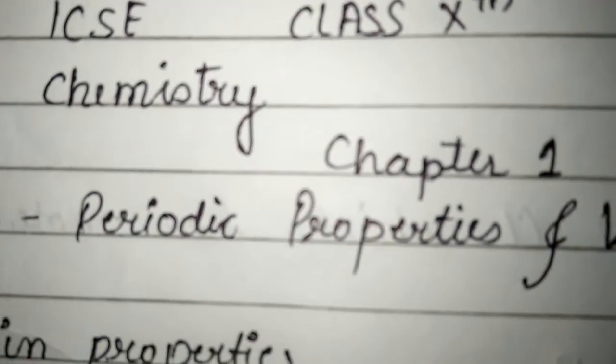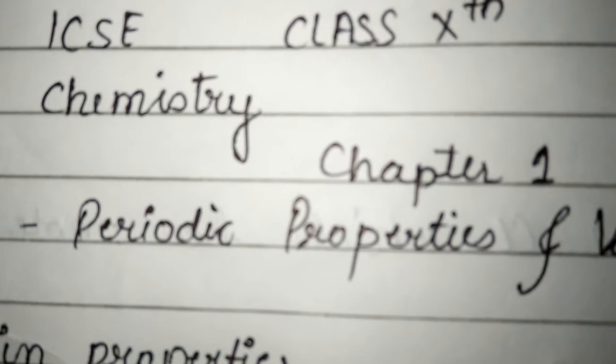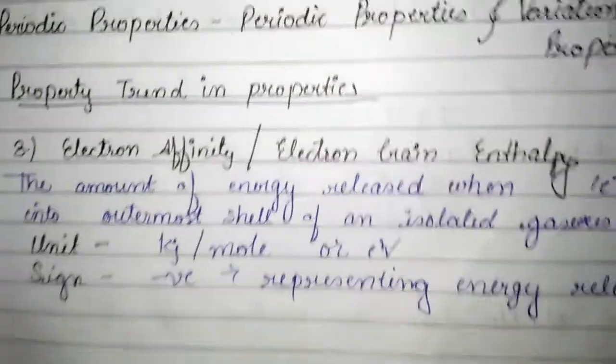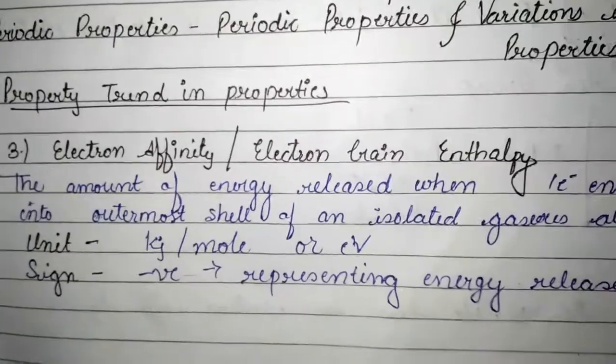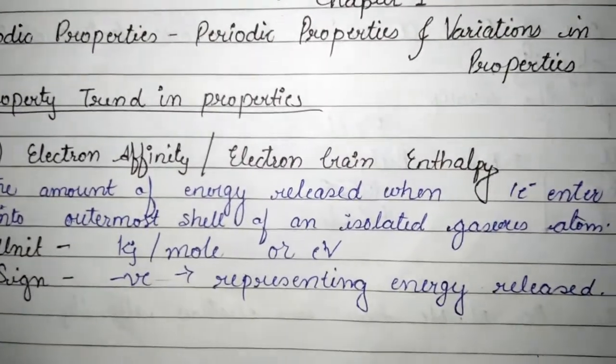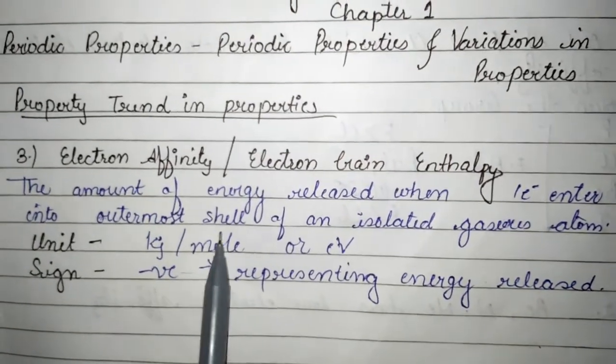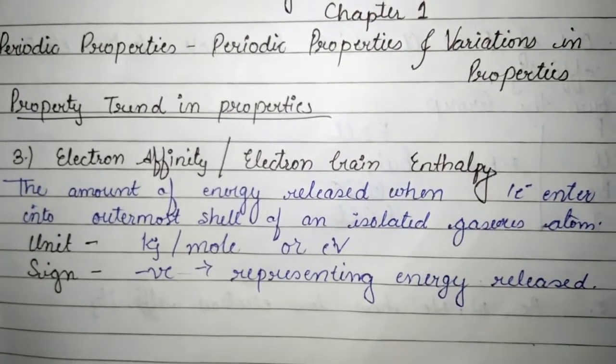That is periodic table, periodic properties and variations in properties. Today we are going to discuss the third periodic property, that is electron affinity or electron gain enthalpy. It has two names. So what is electron affinity? The amount of energy released when one electron enters into the outermost shell of an isolated gaseous atom.